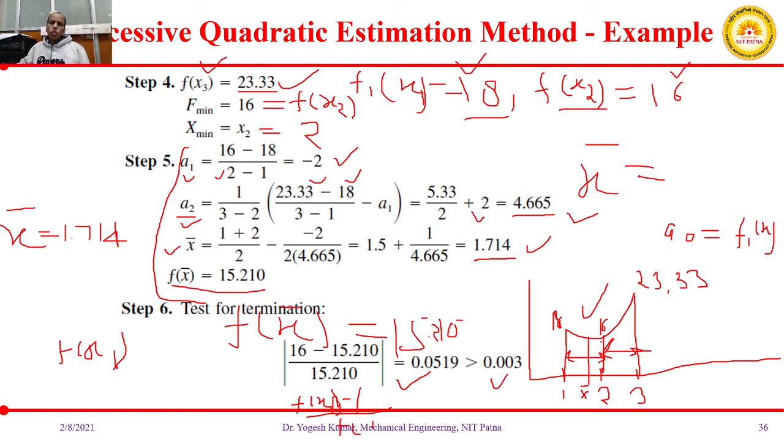As I told, since your optimum value will lie on the left hand side of x2.